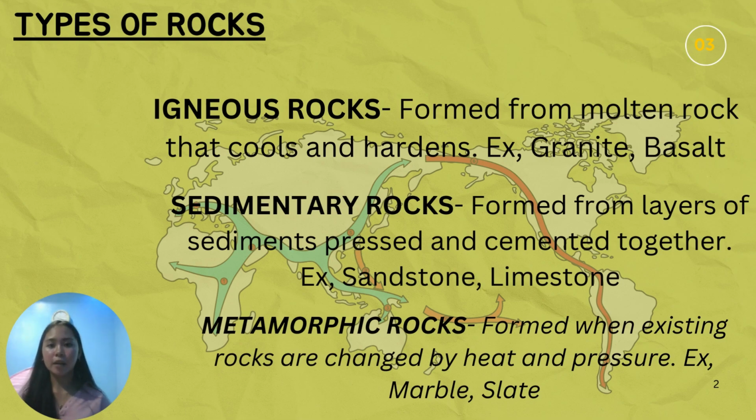Each type of rock is made through a specific process. Let's talk about this process and how they are connected through something called the rock cycle.